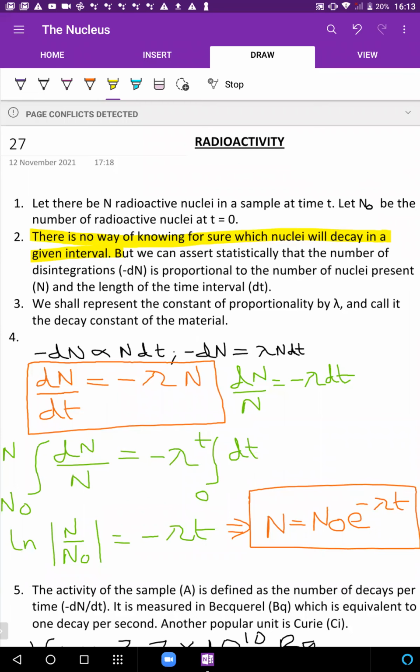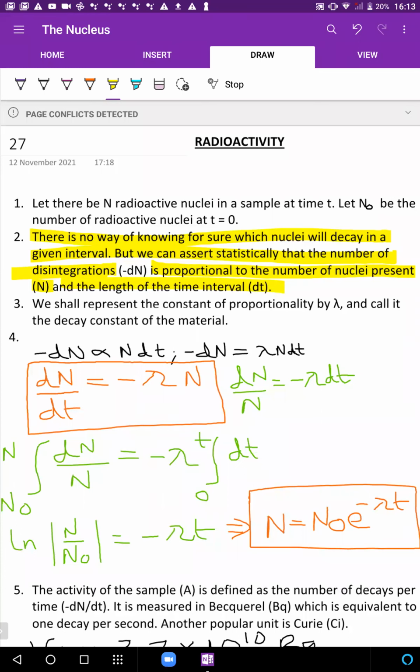We don't know which nucleus will decay in a particular interval, but we can assert statistically that the number of disintegrations, I'll come back to why that is minus dN, is proportional to the number of nuclei present and the length of the time interval.